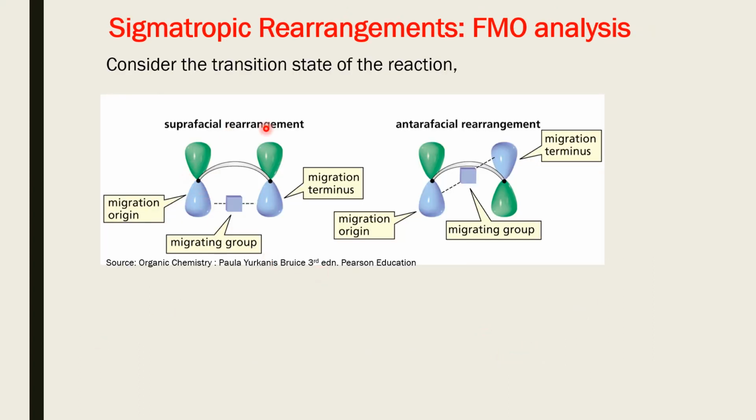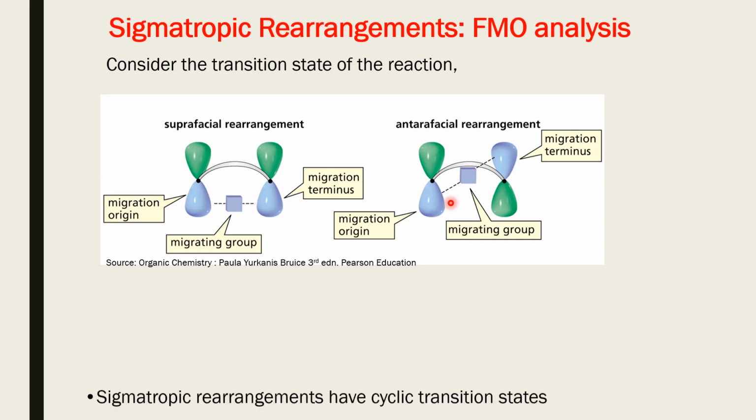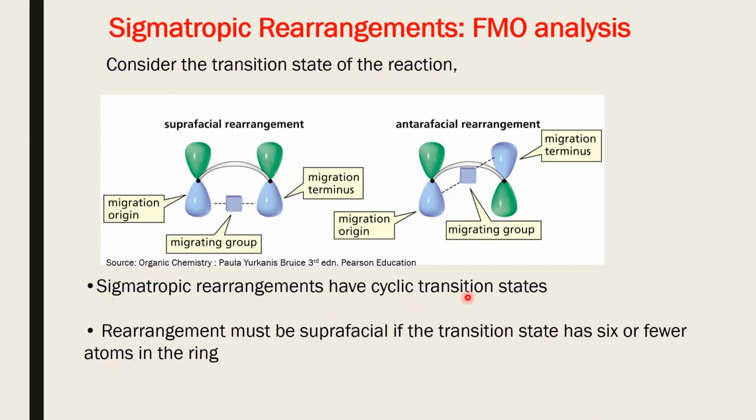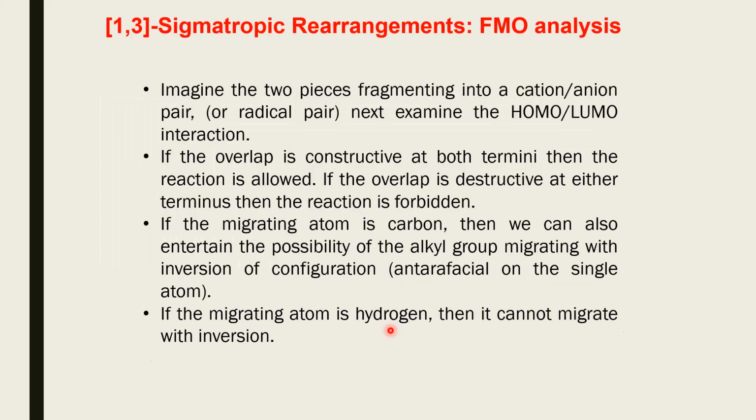This is the transition state of the reaction. In the suprafacial rearrangement, you have the migrating origin, migrating terminus, and the migrating group along the same face. Here it is on the opposite faces. Sigmatropic rearrangements have cyclic transition states, and if the ring has a size of 6 or fewer atoms, then it is suprafacially allowed. Antarafacially, it may be symmetry allowed, but geometrical constraints prevent such a migration from taking place.